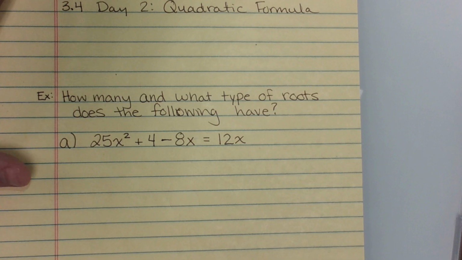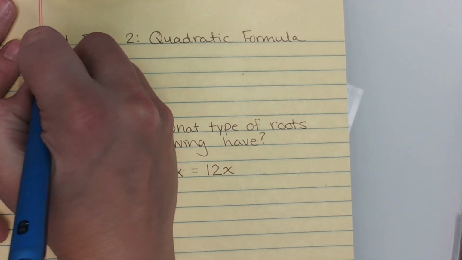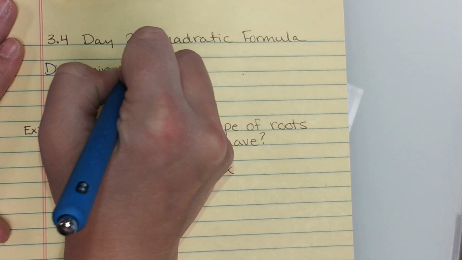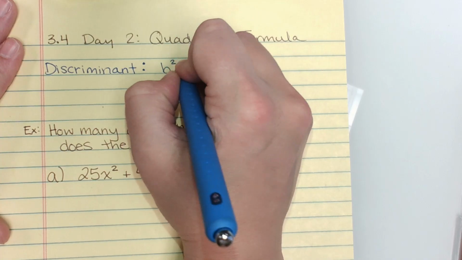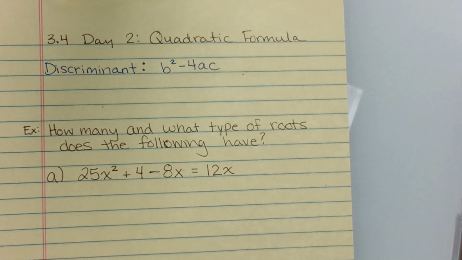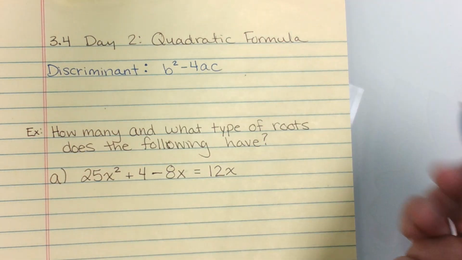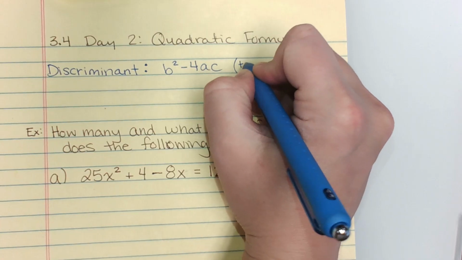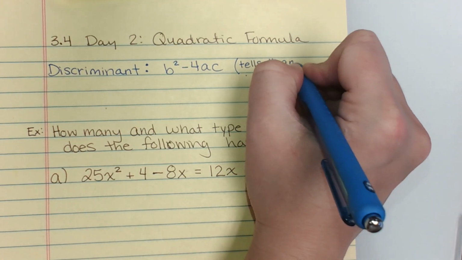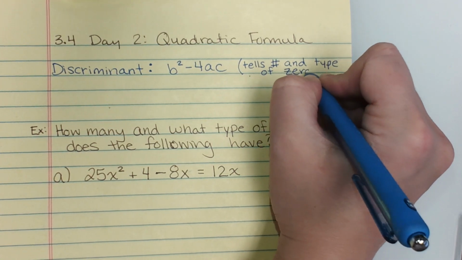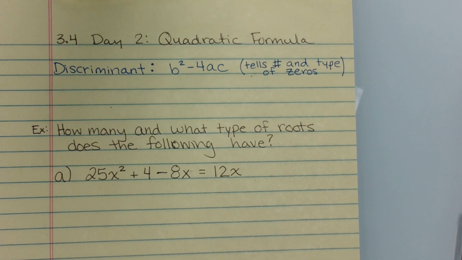This right here brings us to what we're talking about today. Today we're talking about something known as the discriminant. And the discriminant is as follows. It is b squared minus 4ac. It is the stuff underneath the square root in the quadratic formula. And it will tell you the number and type of the zeros, of the roots, of the solutions, of the x-intercepts.